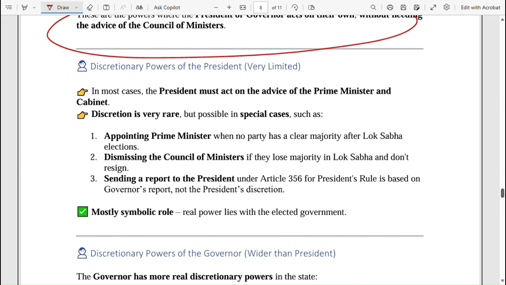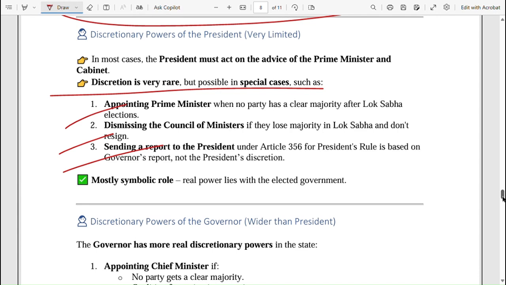So, in most cases, the president must act on the advice of the prime minister and cabinet, as I told you. But discretionary is the opposite of it. This is used possibly in special cases such as appointing the prime minister, dismissing the council of ministers, and sending a report to the president, right? Here it is mentioned under Article 356 that president's rule is based on the governor's report, not the president's discretion.